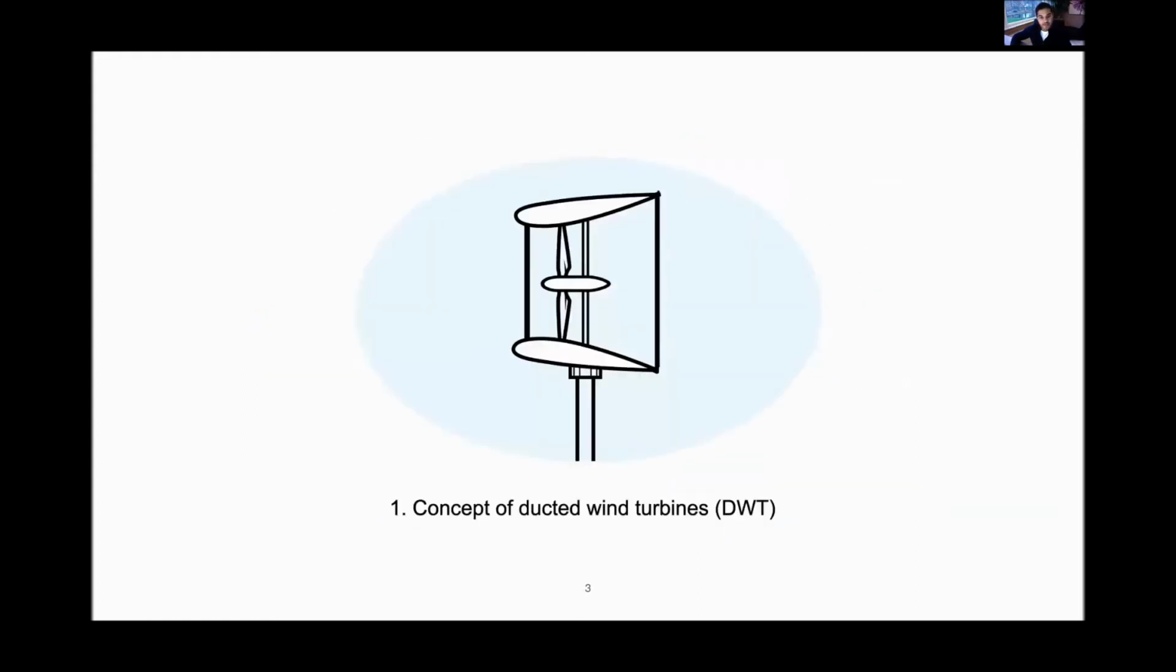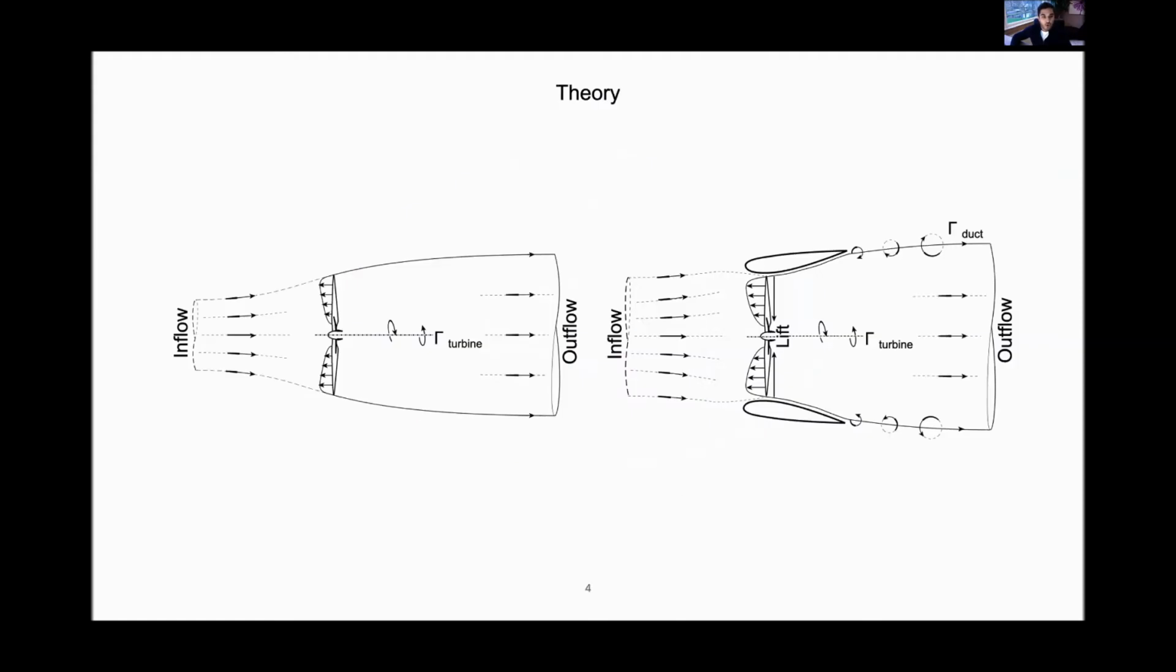So first, let's dive into the concept of ducted wind turbines. I guess most of you would be familiar with the concept of a horizontal axis wind turbine. On the left figure, what you see here is a simple horizontal axis wind turbine, given by a stream tube model. And a ducted wind turbine just adds a duct around a simple horizontal axis wind turbine.